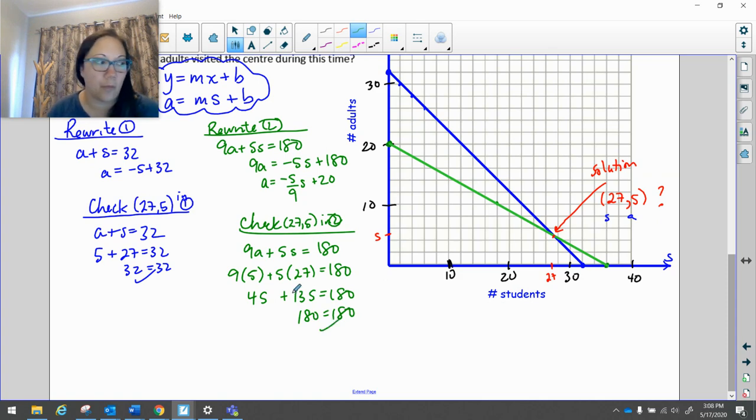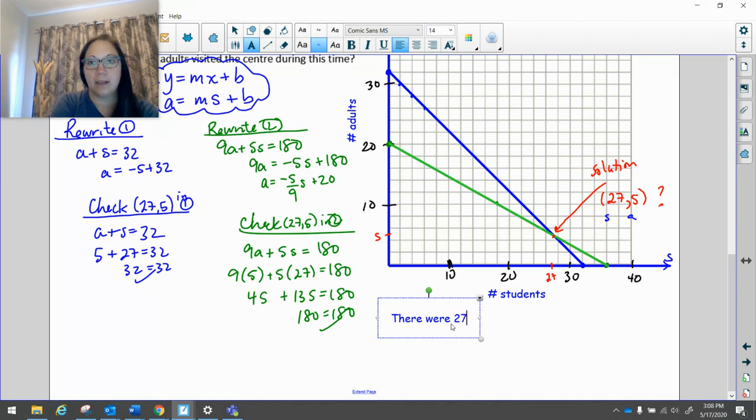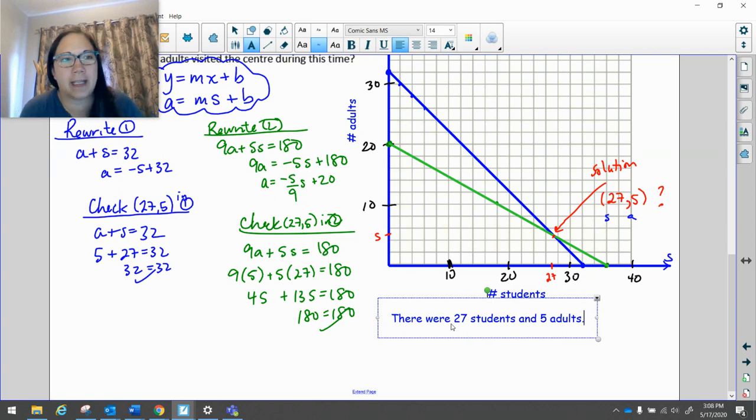Perfect. Okay, so therefore we know that this is the solution, but we should write a sentence. It was asked as a word problem in sentences. The equations weren't given to us, so let's write a sentence. So there were 27 students and 5 adults. And that actually makes sense as an answer too. We're not getting negative numbers of students or adults. We're not getting half, like 27 and a half students. That wouldn't make sense. And it does kind of make sense that there's more students than adults. That's usually what happens on a field trip.